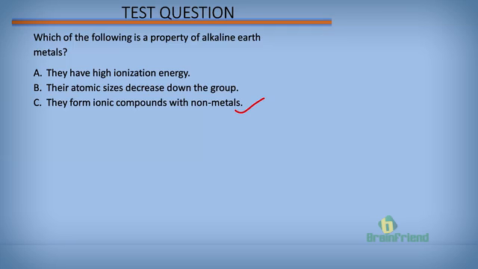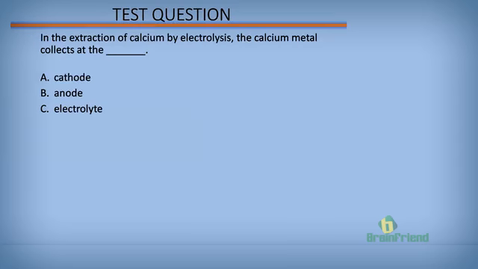Remember, in the course of our lesson, we said that alkaline earth metals form ionic compounds with non-metals. Now, in the extraction of calcium by electrolysis, the calcium metal collects at the dash: A, cathode, B, anode, C, electrolytes. So if you picked B or C, that would be wrong. We say that the cathode, which is the negative electrode, is where the calcium metal is going to form. It's going to collect.